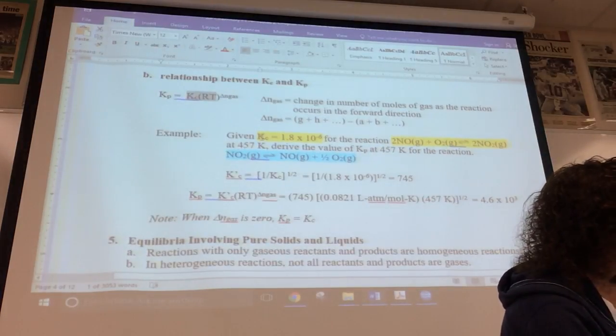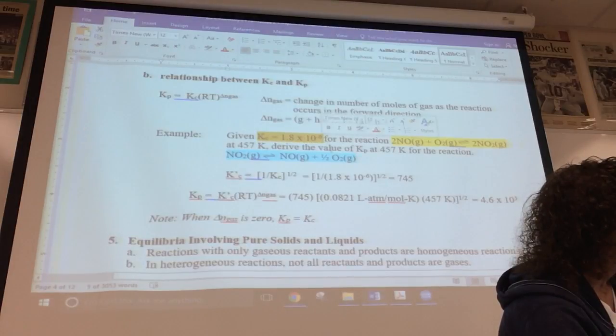For example, given Kc of 1.8 times 10 to the negative 6 for the following reaction at 457 Kelvin, derive the value of Kp at the same temperature.